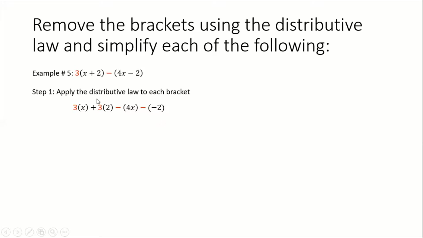So note here, we have a negative sign, so we're distributing the negative sign to each term inside of the second bracket, and we're distributing this 3 to each term inside of the first bracket. Then at this stage, we're going to simplify. So when we simplify, note that 3 times x will give us 3x, and 3 times 2 will give us a positive 6. A negative sign times a positive 4x will give us minus 4x. And a negative sign times a negative 2 will give us a positive 2.